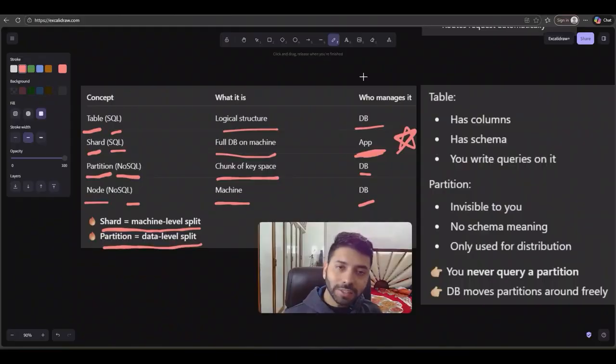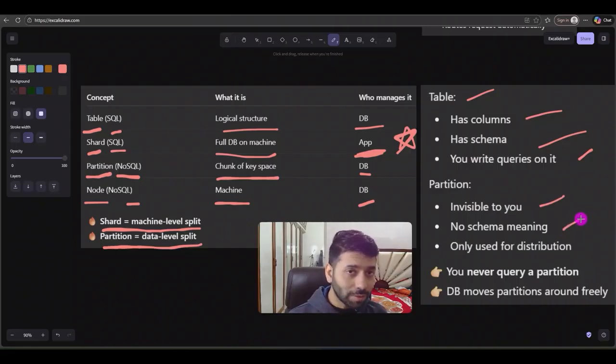When I was learning this topic, one thing that confused me a bit was partition versus the table. These are completely different things. As you know, a table has columns and schemas, and you can write queries on it, correct? But a partition is invisible to you. There is no schema meaning when we talk about a partition, and it is only used for distribution. You write queries for the table, right? But you would never query a partition.